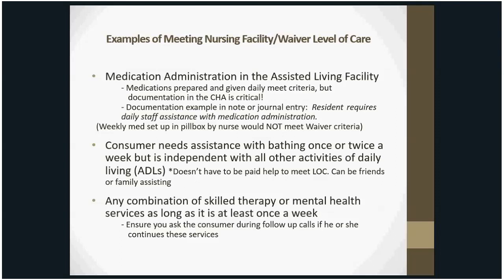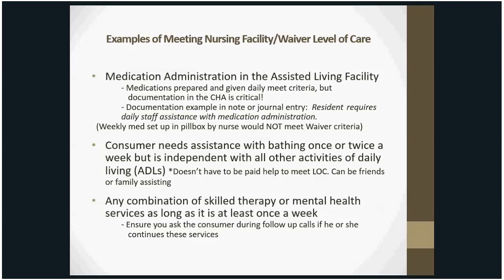In a situation where you have a person that can have a pill box set up once a week, and then they can take their pills on a daily basis by themselves, you would not be able to count that as meeting the criteria for waiver. It has to be a person that's administering those medications daily, and you want to be very careful that in your community health assessment, or your CHA, you're writing a note specifically for medication administration, and that it says that this person needs the staff to administer their medications daily.